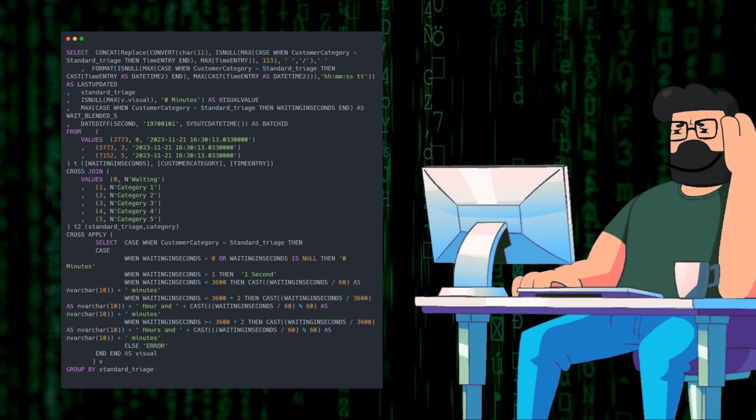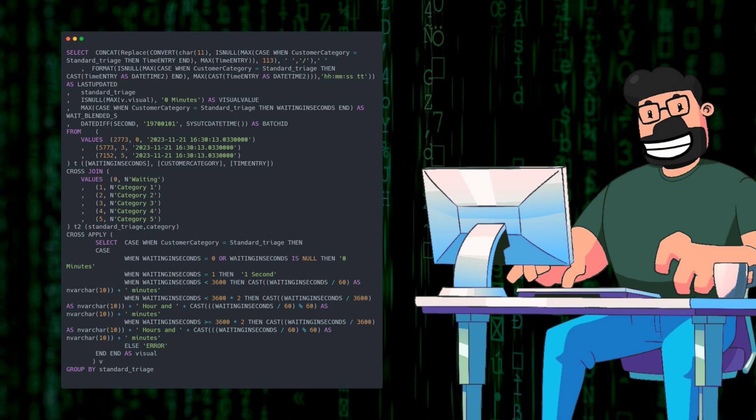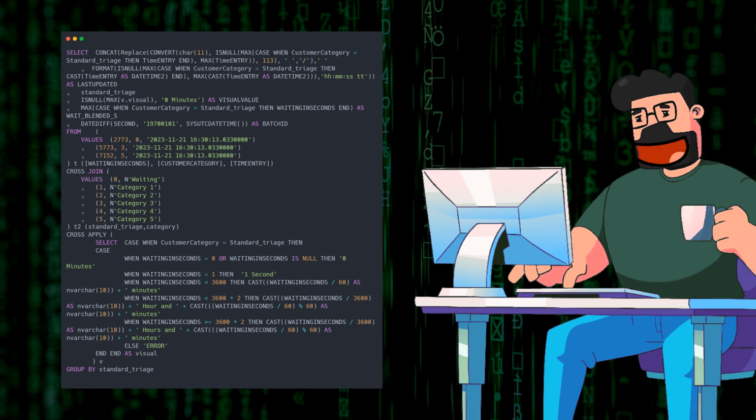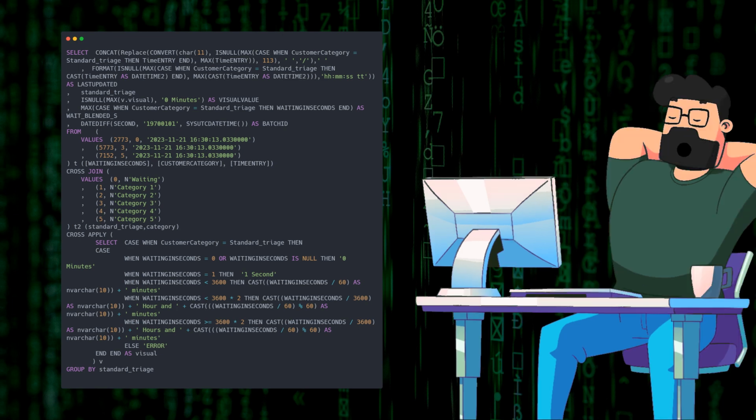With this SQL query in place, we can efficiently manage and display customer wait times per category, ensuring that all information is accurately represented, even when certain categories have no customers waiting.